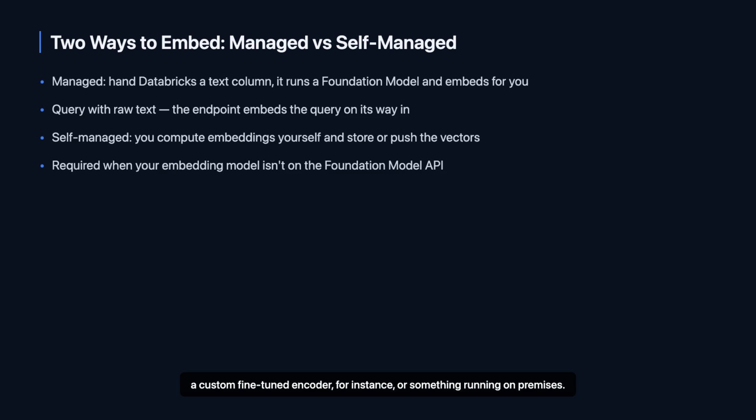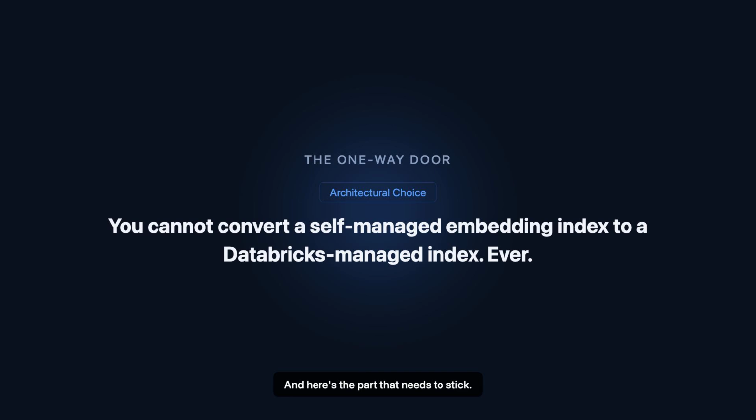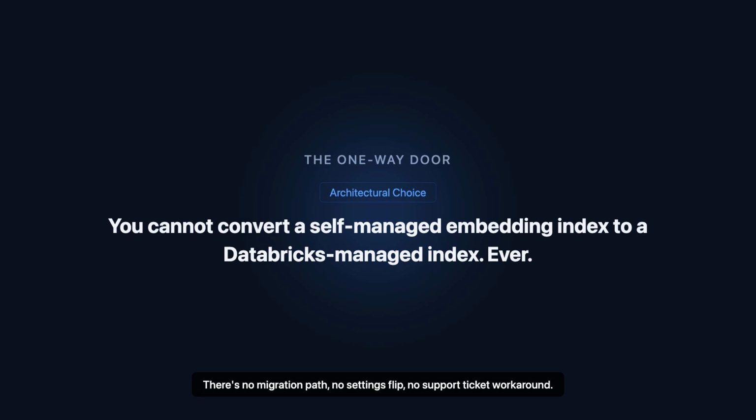running on premises. And here's the part that needs to stick. Once you pick self-managed embeddings, you cannot convert that index to a managed one later. There's no migration path, no settings flip, no support ticket workaround. If you decide 6 months in that you'd rather have Databricks handle the embeddings, you're rebuilding the index from scratch. This is an architectural commitment, not a configuration option.